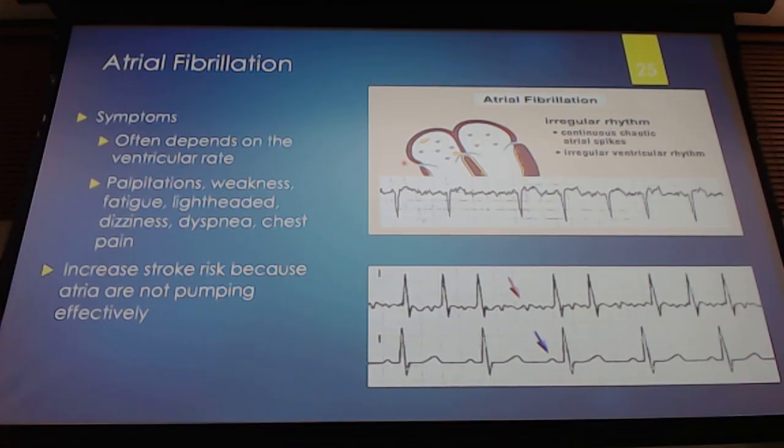Okay? Here we have depolarizations that are occurring, but this one's way far apart. This is closer, this is closer, this is even closer than that. This one's far apart. So there's no rhyme or reason to when these depolarizations are going to get through the AV node and down to the ventricles.